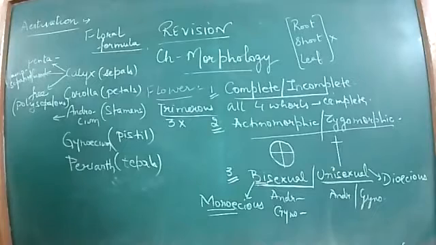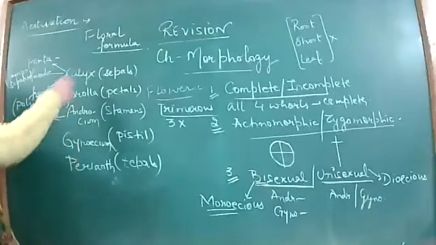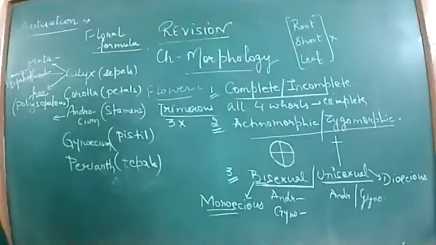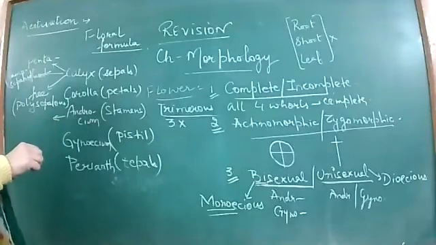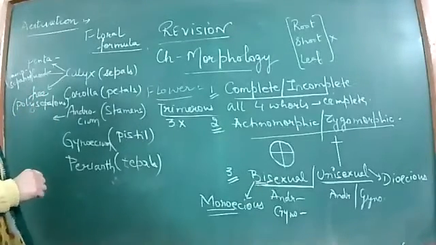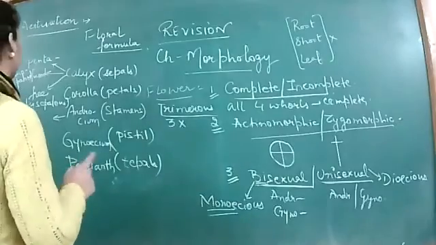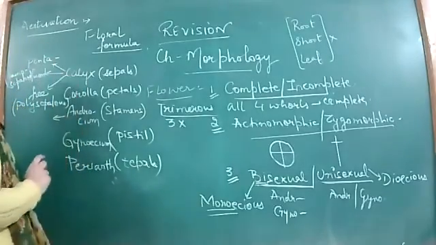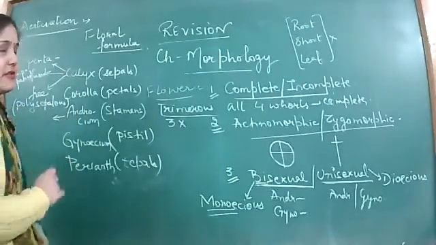Valvate, twisted, imbricate और फिर vexillary. Yes, 4 kinds of estivation. Otherwise, a fifth also I have told you, I think in the previous lectures. You can see your notes. It's quincuncial. ठीक है, मैंने वो शायद आपको करवाई होगी. Quincuncial, the fifth estivation. Otherwise, in your NCERT, only 4 of the estivations are given.